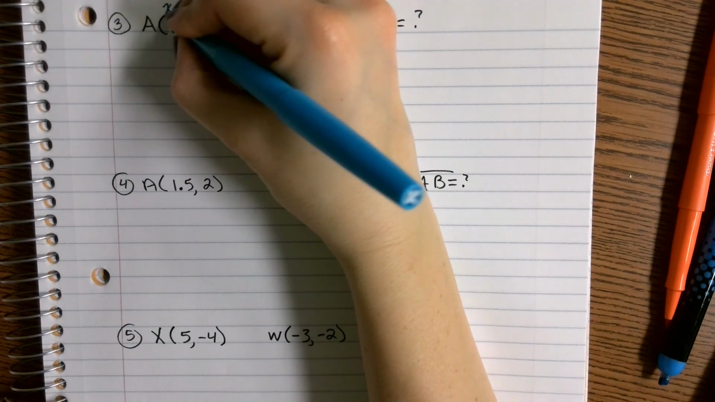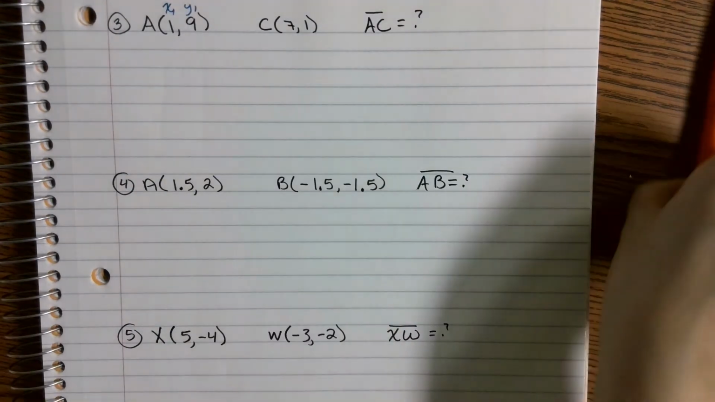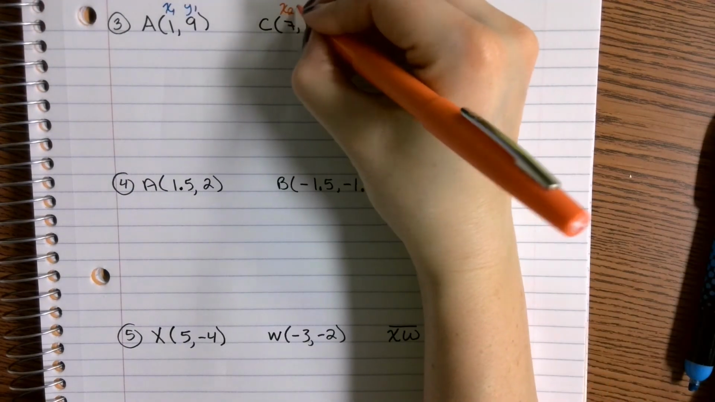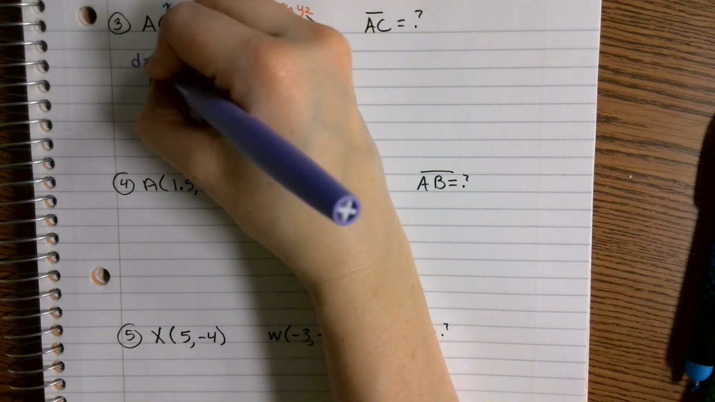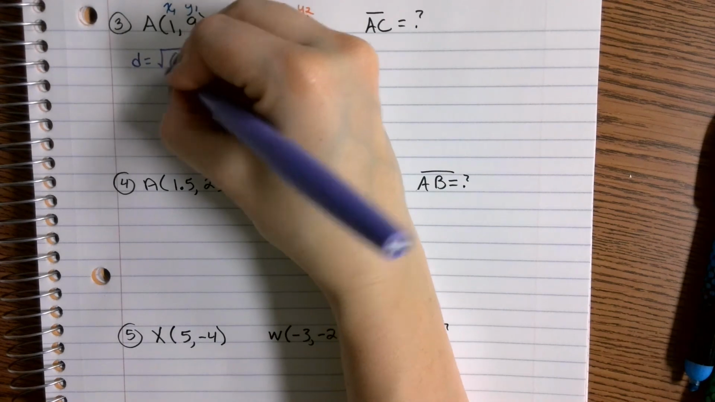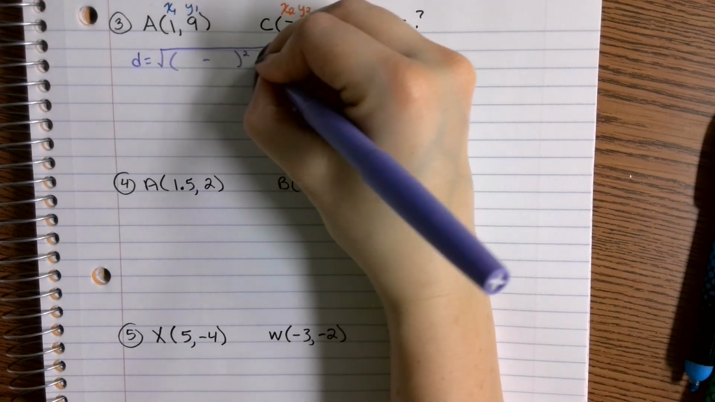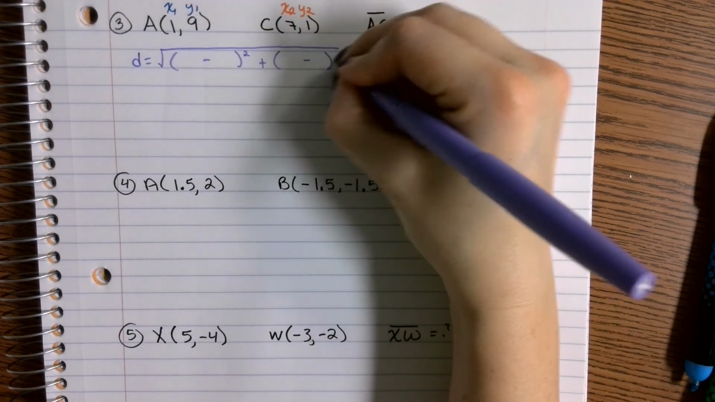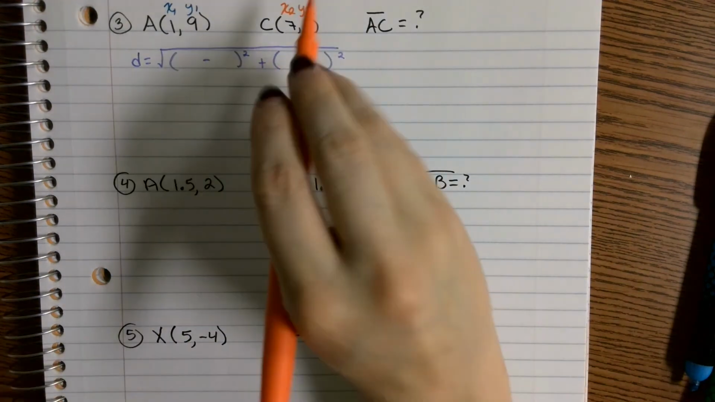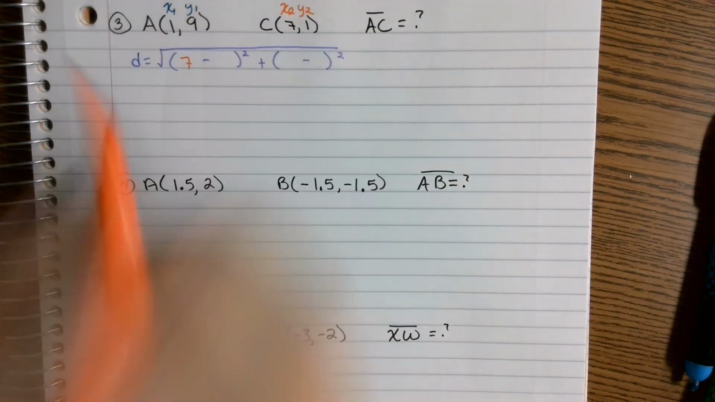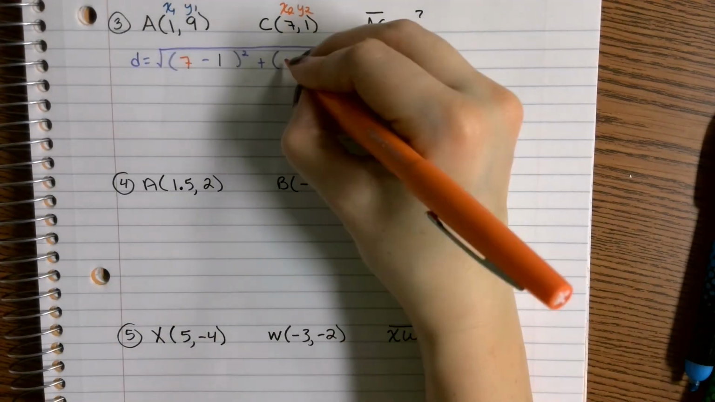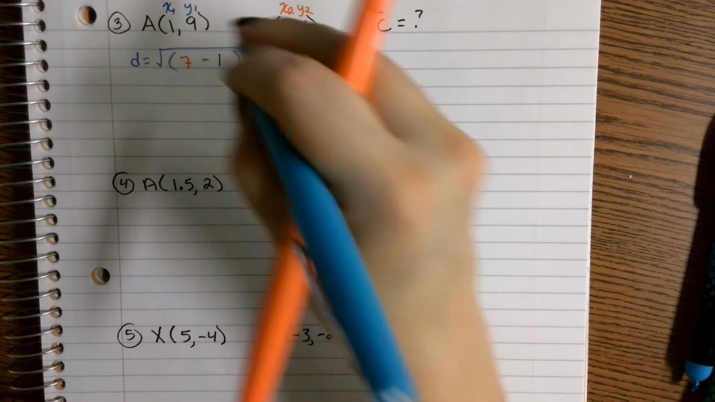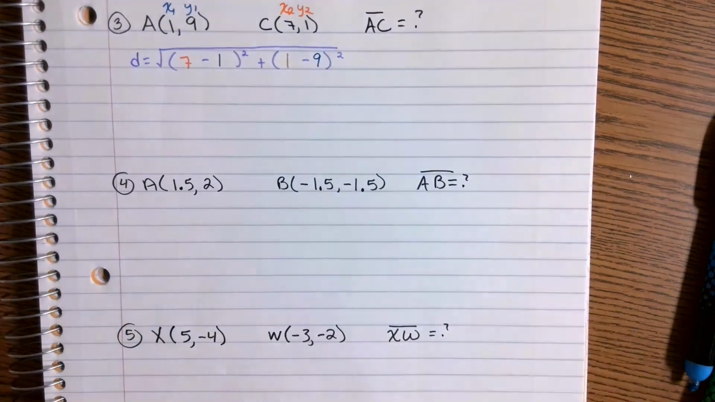So we'll let this be our x1, y1. This will be our x2, y2. Remember, for our formula, it's always going to be the square root. We're going to have a subtraction that's squared and another subtraction problem that's squared. It's going to be our x2 value, which is 7, minus our x1 value, which is 1. Our y2 value, which is 1, minus our y1 value, which is 9.